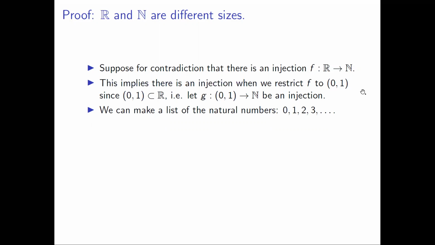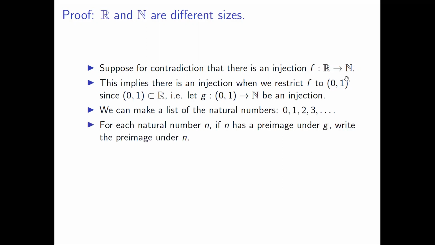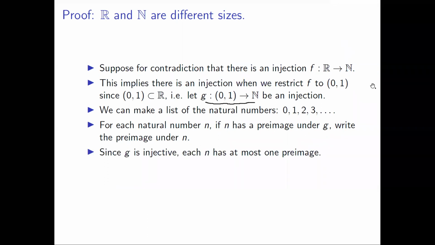Then under each of the natural numbers, if that natural number has a preimage under the injection G that we defined, we'll write the preimage under the natural number n. Now, it's possible that n has no preimage. We only know that G is an injection. We don't know that G is a surjection. So there could be plenty of values of n that don't have any preimage. But if there is a preimage, we'll write it under n. And we'll note that since G is injective, each n has at most one preimage.